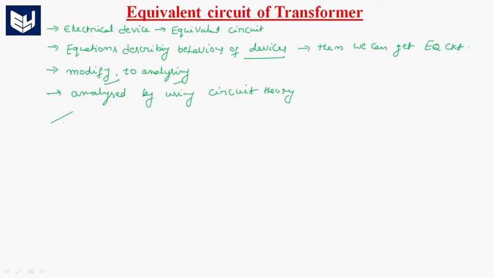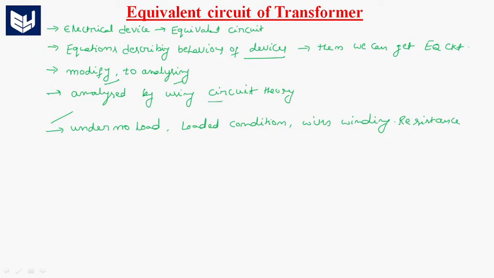Finding the equations describing the behavior means, we have studied the transformer under no load condition and loaded condition, with winding resistance, all these things. By using these we came to know about the transformer. With the help of all these equations, we will design the equivalent circuit, which is analyzed with the help of circuit theory. According to this result, we can modify our transformer according to our requirements.